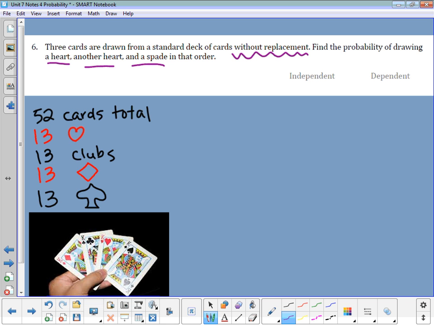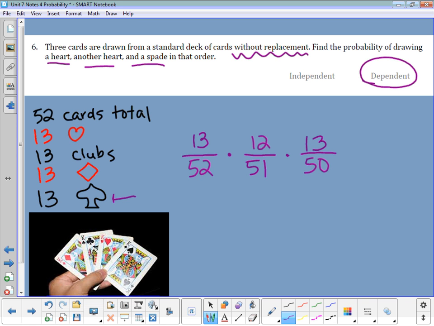For the first one, I have 13 hearts out of 52 cards. Now, if I don't put that back, how many cards are left in the deck? Only 51, and I've already pulled out a heart, so now there's only 12 hearts left. Then I don't put the second card back, so now there's only 50. And I'm looking for spades, which there's 13 still, because I haven't touched the spades yet. These are events that are affecting each other. These are dependent.